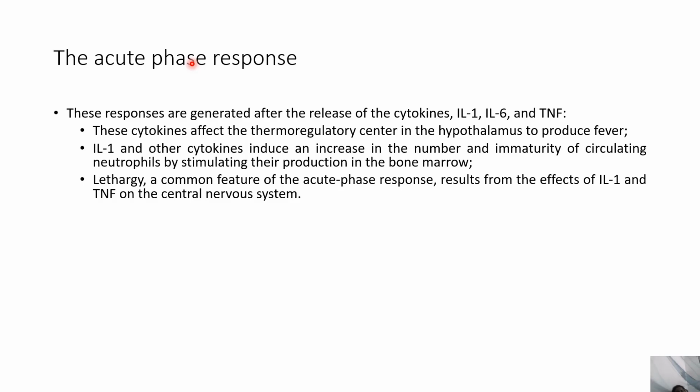Now, the acute phase response is basically generated after the release of cytokines that we started our conversation with: IL-1, IL-6 and TNF alpha. So, these cytokines affect the thermoregulatory center in the hypothalamus to produce fever, right? And IL-1 and other cytokines induce an increase in the number and immaturity of circulating neutrophils by stimulating their production in the bone marrow. Lethargy, which is a common phase of acute phase response when you feel fatigued, results from the effects of IL-1 and TNF on the central nervous system.